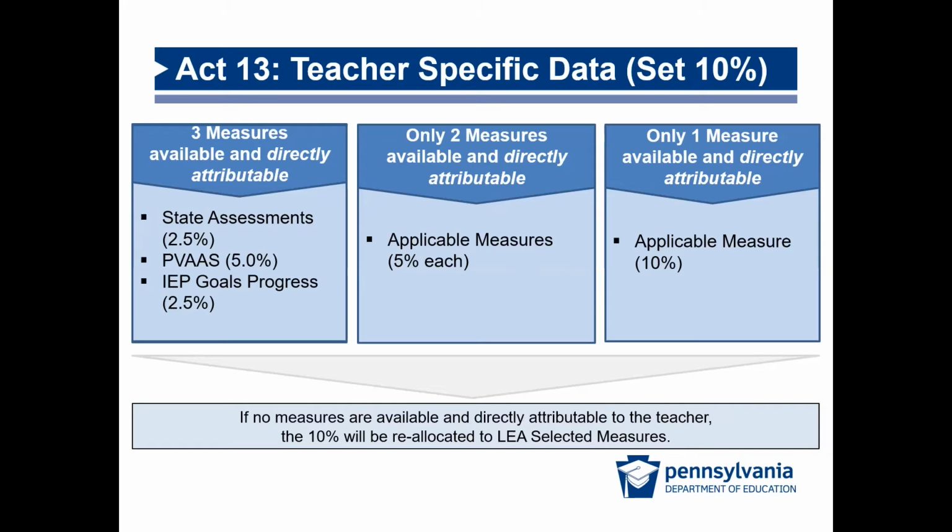The last bucket's reserved for anyone, so a data available teacher who did not meet the end count would have 10% achievement, or there's a state assessment score as part of their evaluation. Or a non-data available teacher who does meet the end count for IEP goals progress would also have 10% part of their evaluation. You will most likely have several employees or educators who do not meet the end count and do not have a state assessment assigned to them. Therefore, if you look at the bottom box there, they will then have that 10% reallocated to the LEA selected measure, which will now be 20% of their evaluation.